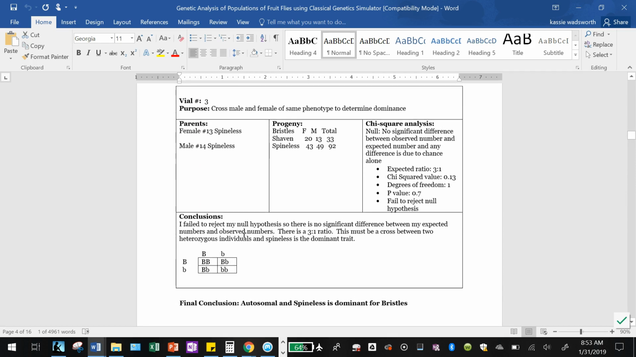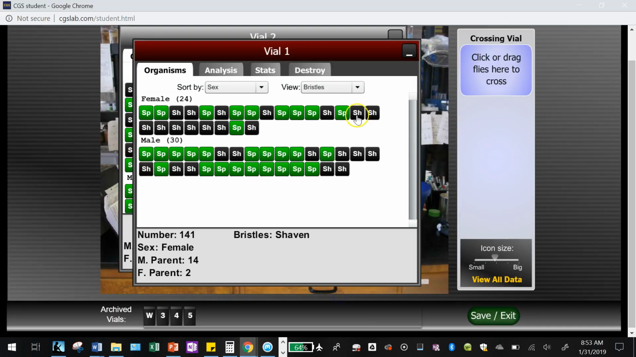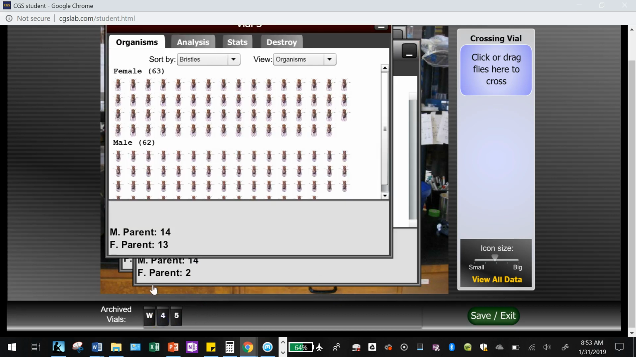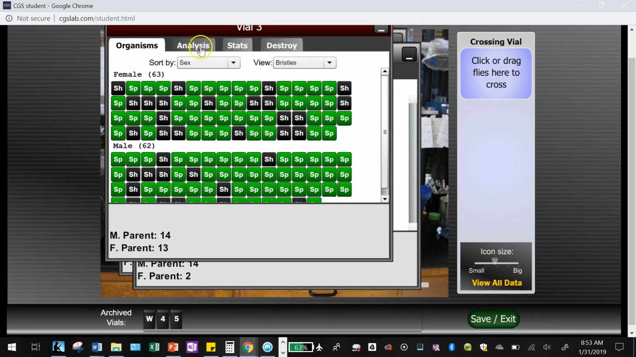So what I did, I took both of those spineless parents from the previous two crosses, and I crossed them together. When I crossed these two spineless together, let me show you what I got. This is vial 3. Organized by sex, bristles. I got this, which is still difficult to figure out.